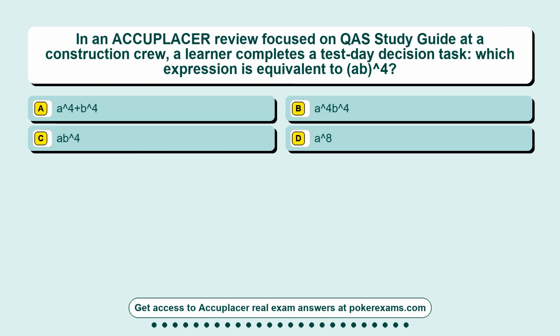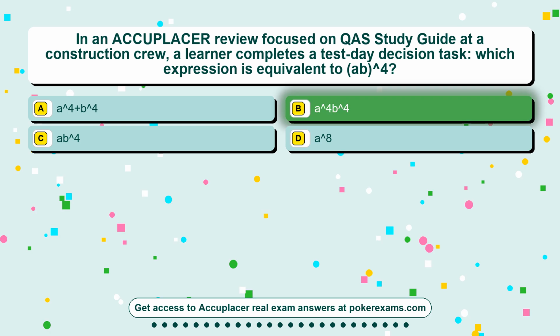Question 25. In an ACCUPLACER review focused on QAS study guide at a construction crew, a learner completes a test-day decision task. Which expression is equivalent to (AB)^4? Option A, A^4 plus B^4. Option B, A^4 B^4. Option C, AB^4. Option D, A^8. The correct answer is option B, A^4 B^4.